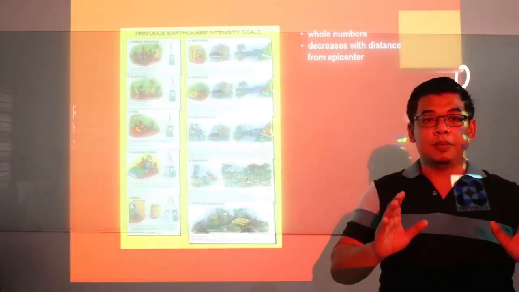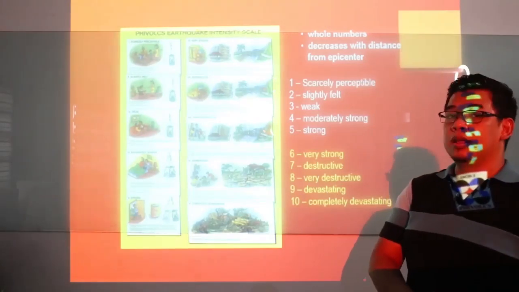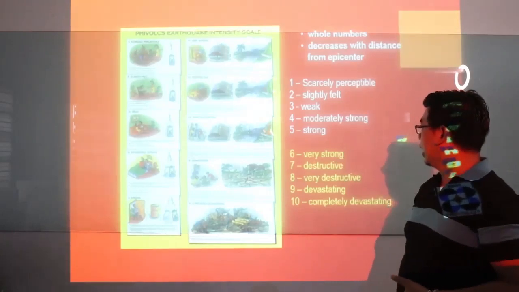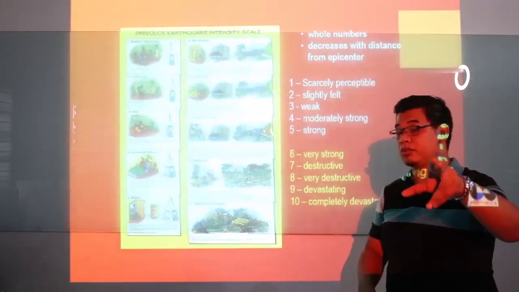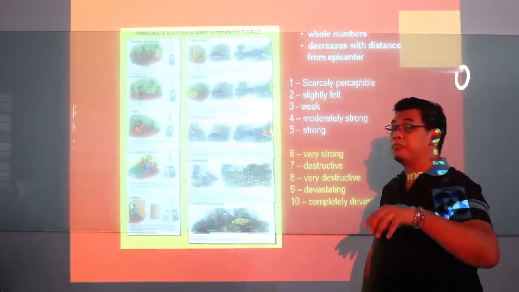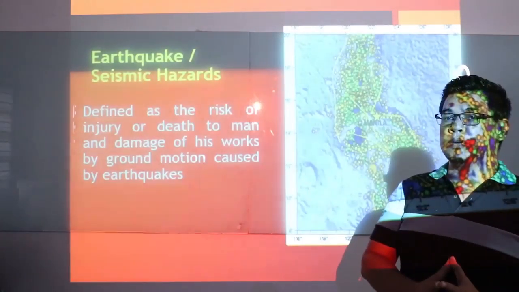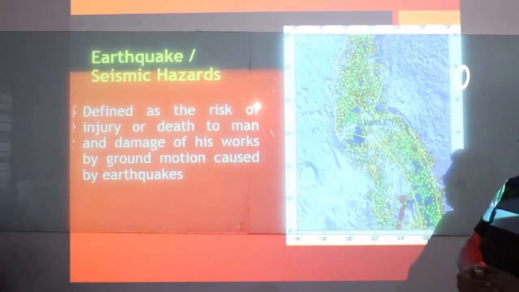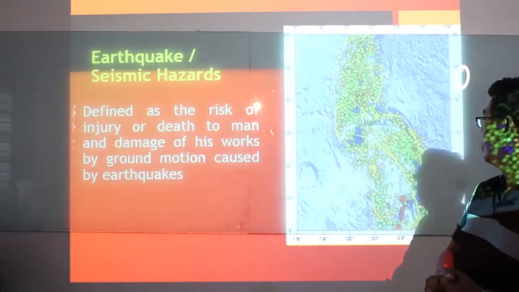Now, PHIVOLCS has produced a poster like this. It represents different levels of earthquake intensity from 1 to 10. Right? For number 1, it's scarcely felt, and then up to 5, you can see it's strong, and then 6 is very strong, and the last is 10, so it's completely devastating. So this is what we call seismic hazard. And when we say seismic, it involves fault lines. Here are the recorded seismic movements in Manila and also in other parts of Luzon and Visayas.